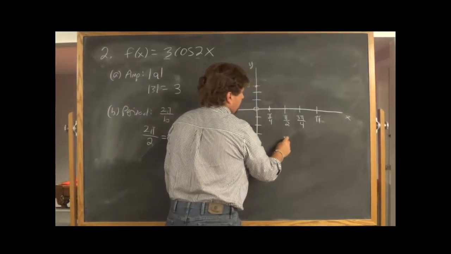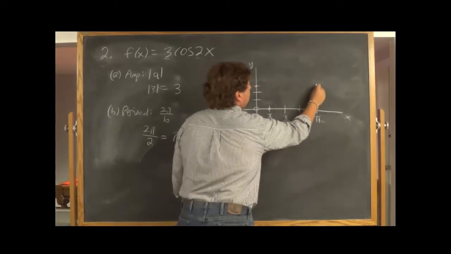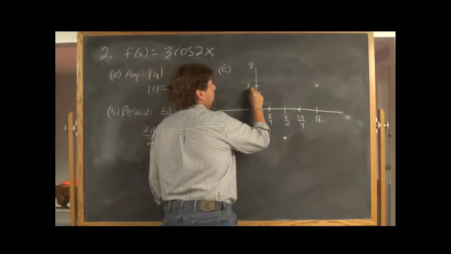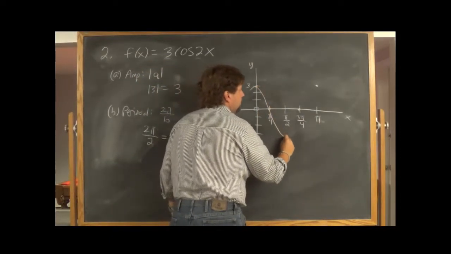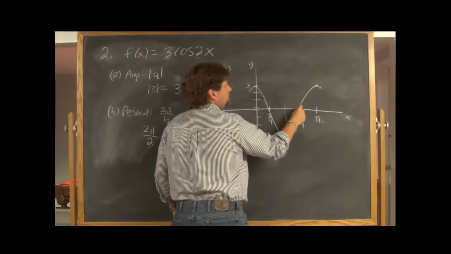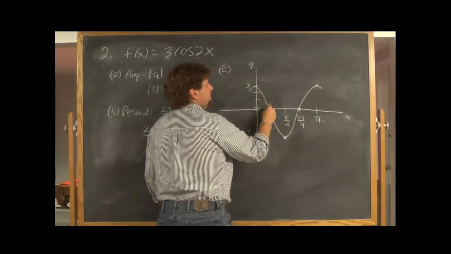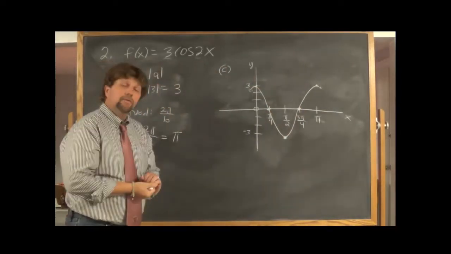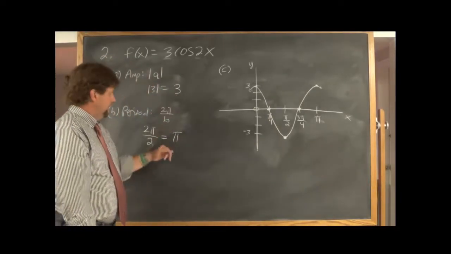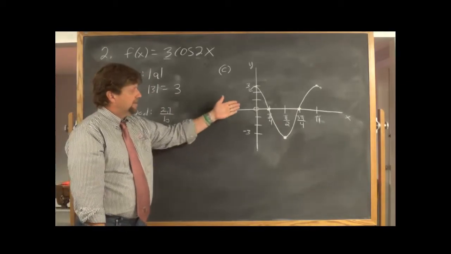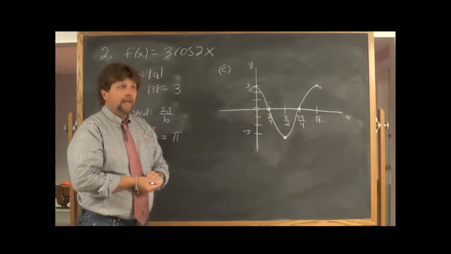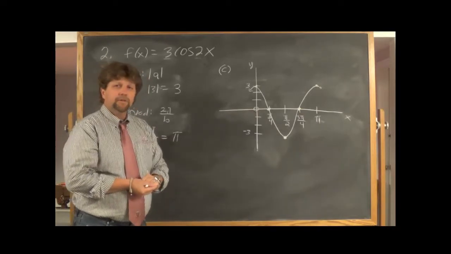And if I continue, I would finally get those points that lie on the graph, and I connect them with a smooth curve, and that is the graph. Make that bigger so I hit it. That is the graph of 3 cosine 2x over 1 period. Amplitude 3, period pi. That's the graph labeling the important points, the quarter points. And that's it for number 2.